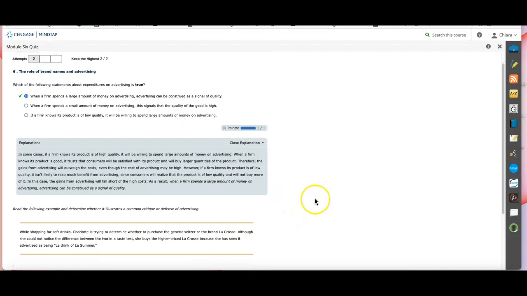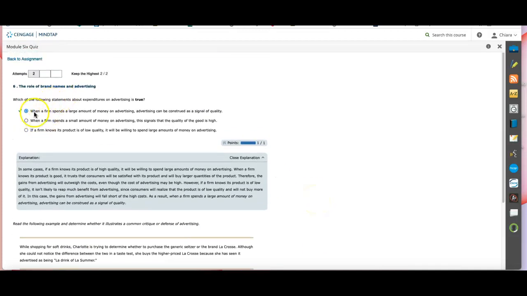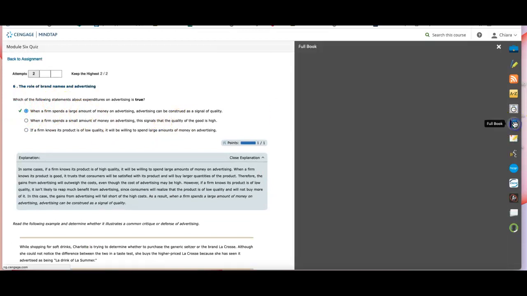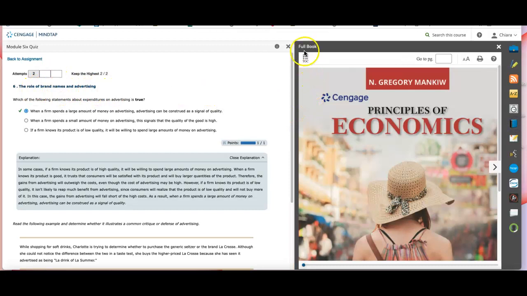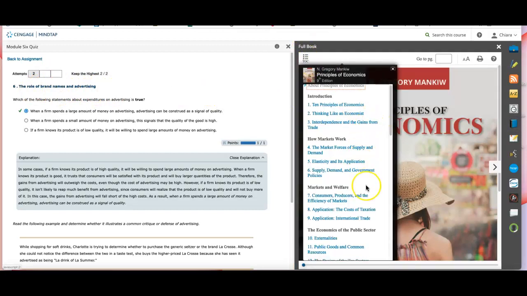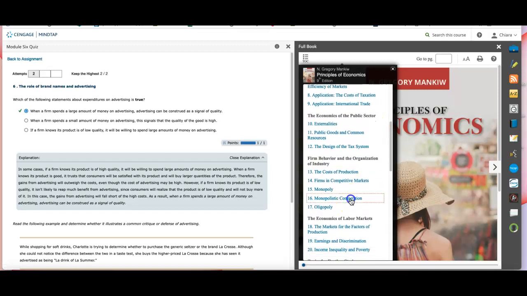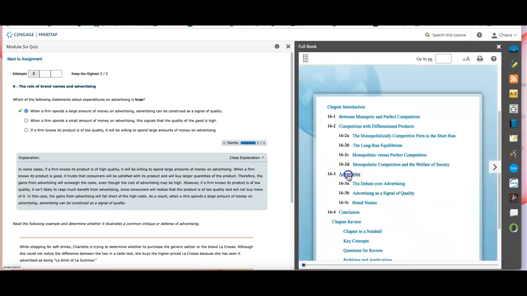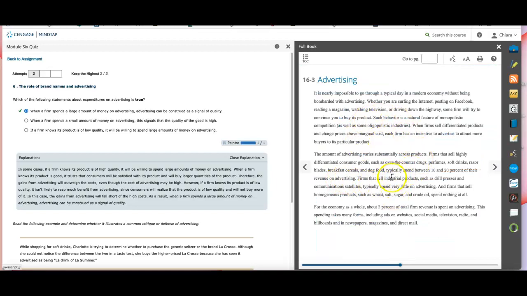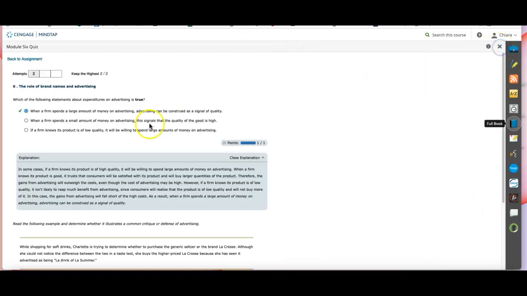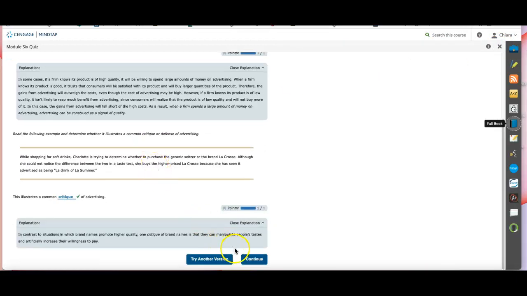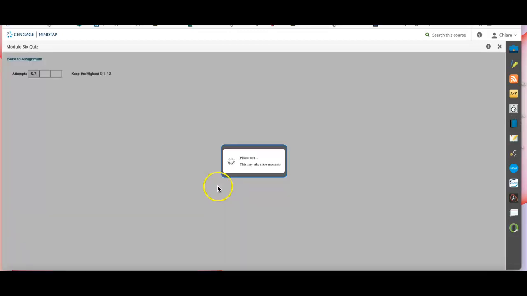So I'm going to skip question number 6 because it's entirely conceptual. Again, if question number 6 was challenging, open the book. The role of brand names in advertising. We know we're talking of monopolistic competition when we're talking of branding. So we can go here, click on monopolistic competition, advertising, and look at the part of the chapter that we're interested in and find the information. Which of the following statements about expenditures in advertising is true? Find the answer by reading the chapter. I'm not going to do this question because you can find the answers quite easily and it's not challenging from a graphical perspective. Now I'm going to continue to question number 7.